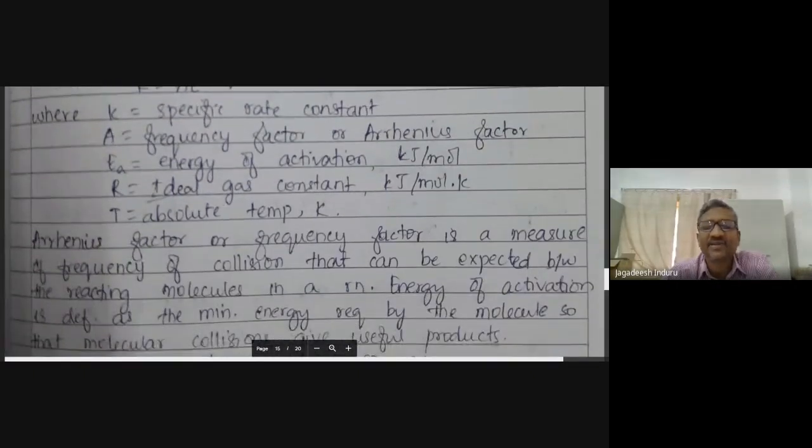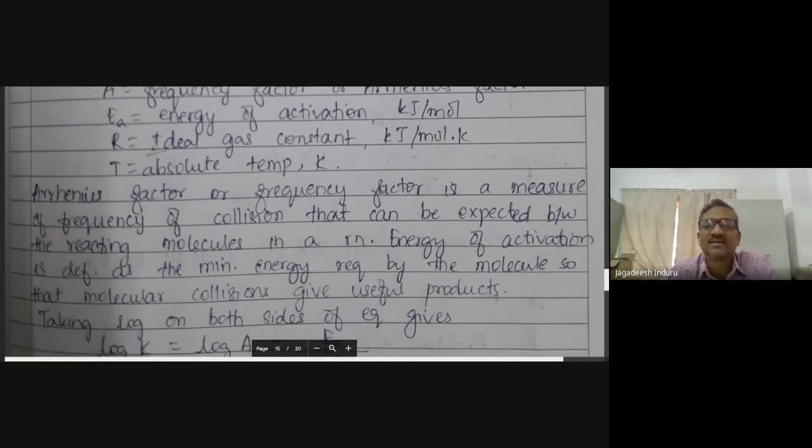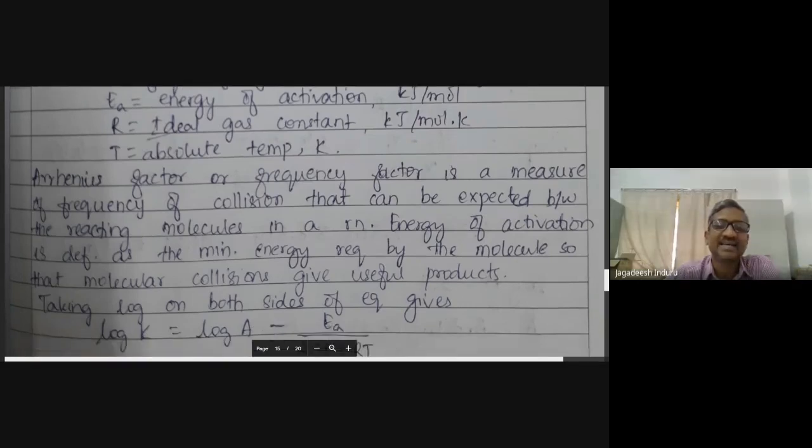So the Arrhenius factor or frequency factor is a measure of the frequency of collisions that can be expected between the reacting molecules, that is two reacting materials, and the energy of activation is the minimum energy that is required for the molecular collisions to give the useful products. That is, in the case of a damaging or degradation product, the product is not useful, and in this case we are going to have a damage. In first order kinetics, we know that it is concentration dependent. In second order, two concentrations are required, and both the reagents are involved. In zero order, irrespective of its concentration, it is getting damaged.